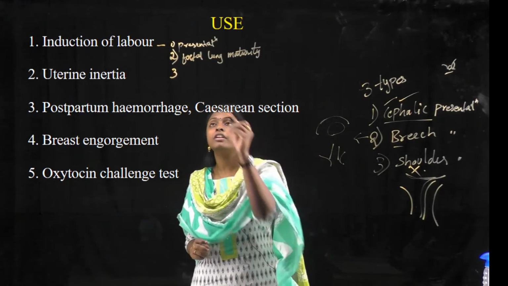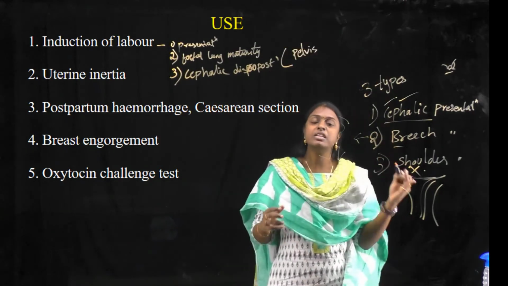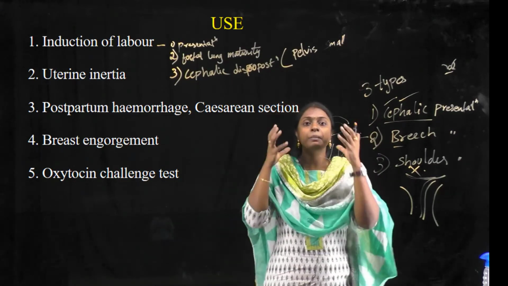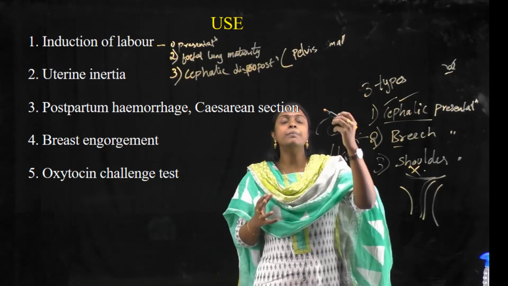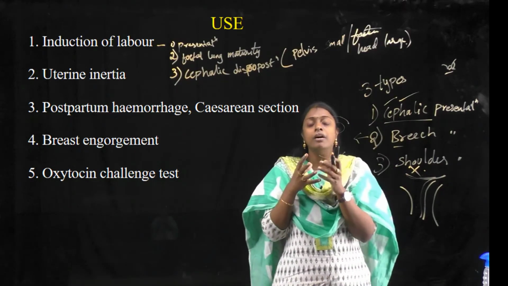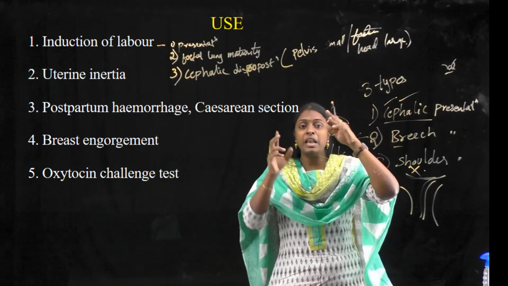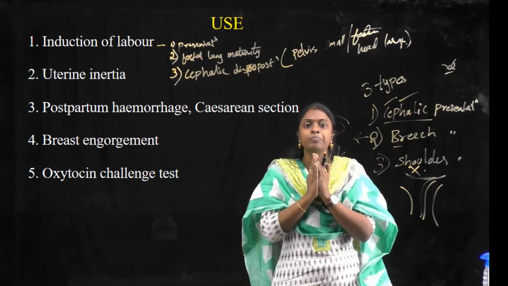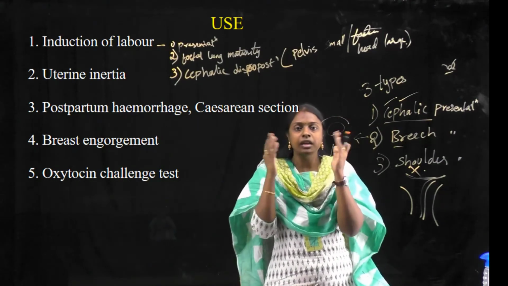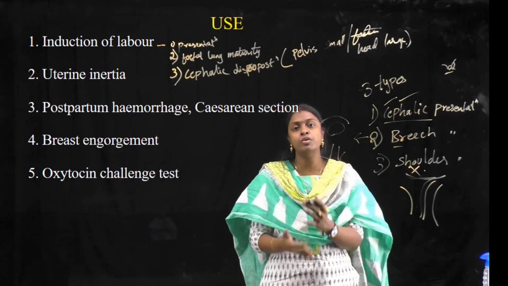And the third point is cephalopelvic disproportion. In some conditions, the mother's pelvis will be very small and won't be able to deliver the baby's head. Otherwise, in some conditions the fetal head will be large in size. In that condition, the fetus won't be delivered through the cervix, because the pelvic bone size is very small. At that time, we can't give this oxytocin. Instead, we have to do a C-section.